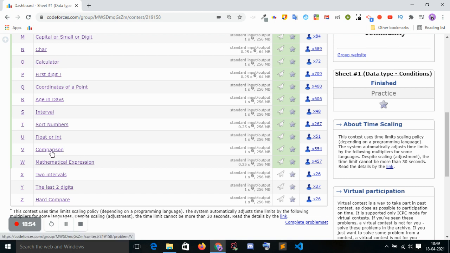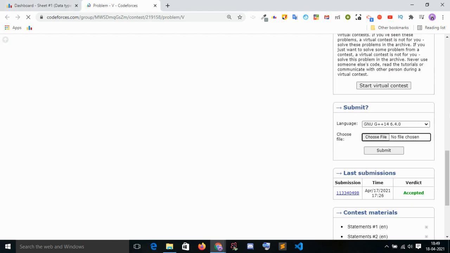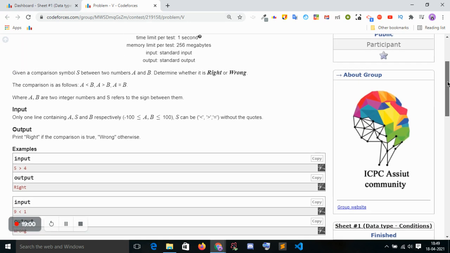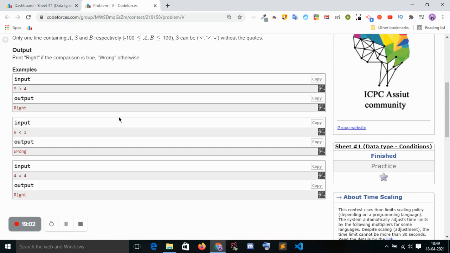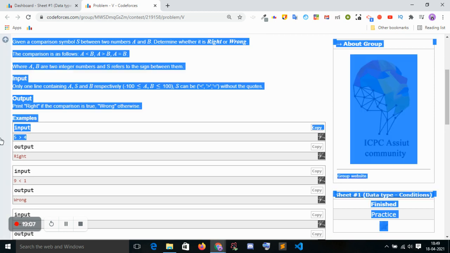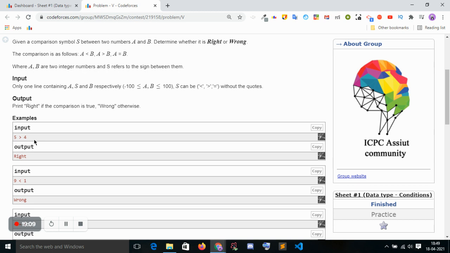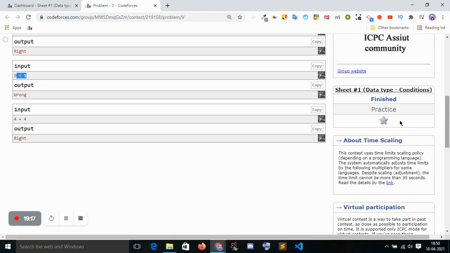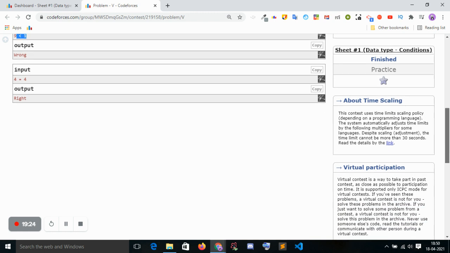So let's try comparison. Comparison is taking an input. You have to check whether this expression is correct or not. 5 is greater than 4 is true, so you have to print right. 9 is less than 1 is definitely wrong, so you should print wrong. 4 equal 4: yes, 4 definitely equals 4, so that is right. You only have to consider the expressions.